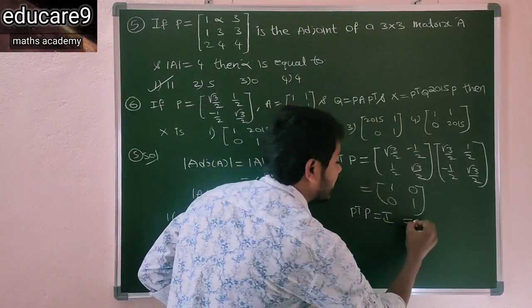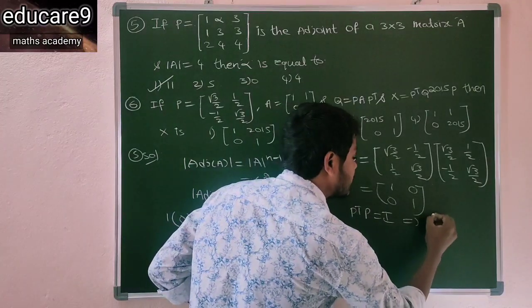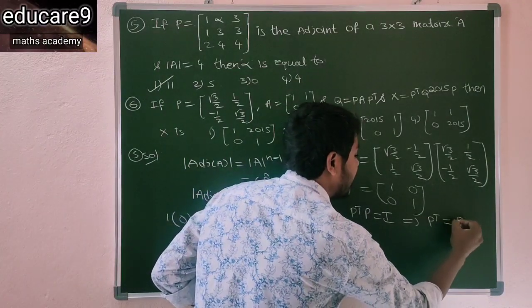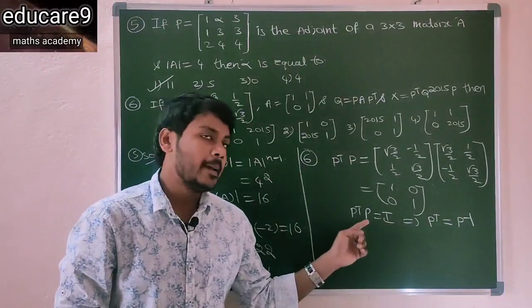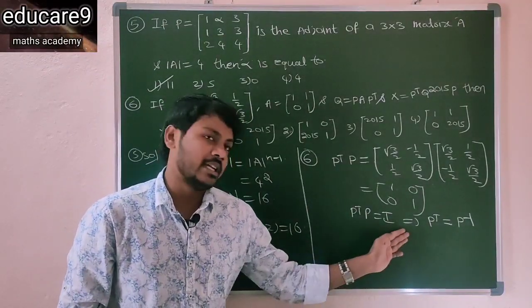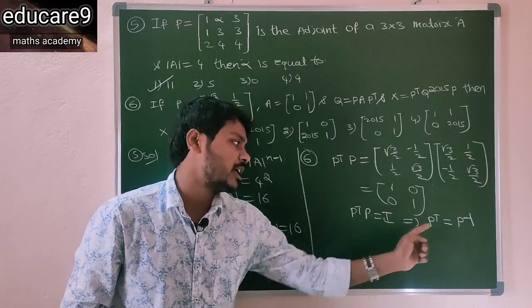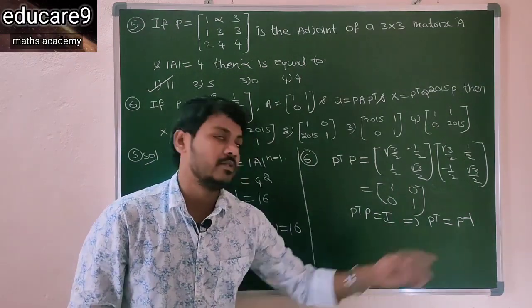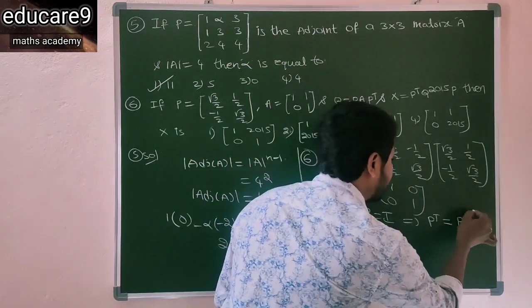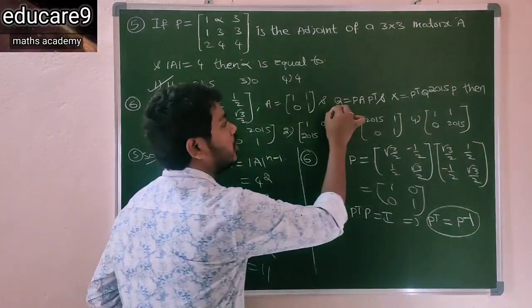Okay. So this P transpose can be written as P inverse. Because multiplying P inverse on both sides, you will get P into P inverse is I. P transpose into I is what? P transpose. And I into P inverse is what? P inverse. Therefore, P transpose is equal to what? P inverse.